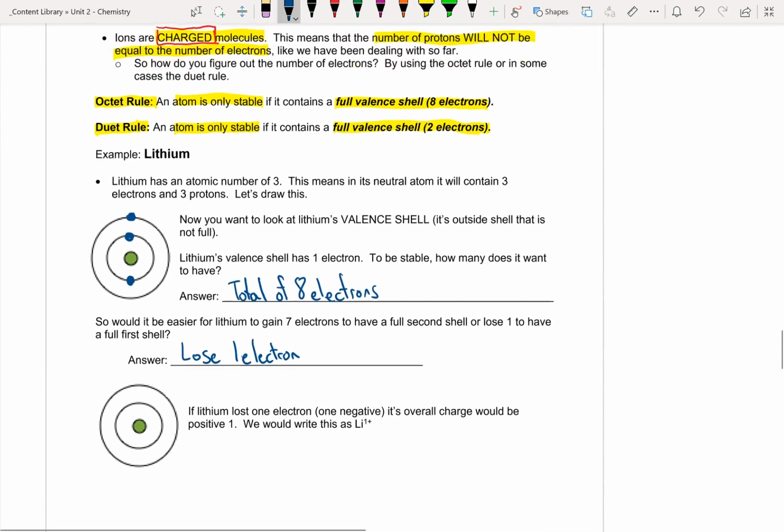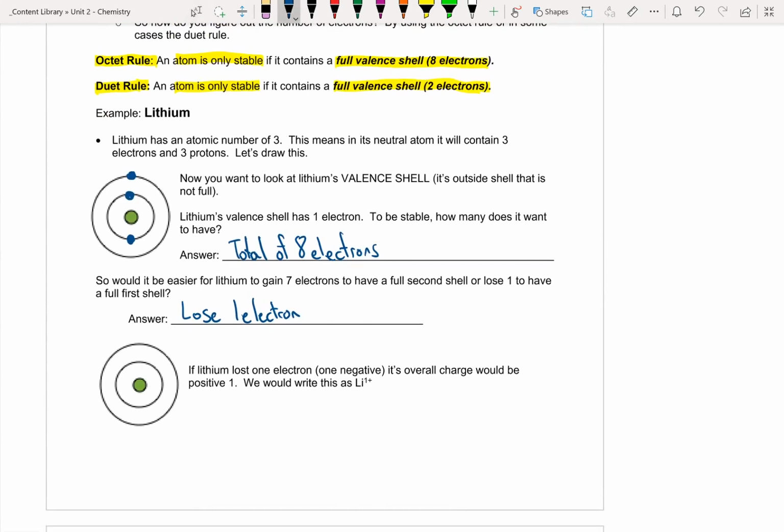So that means if lithium lost 1 electron, it would look something like this. Just the 2 electrons in its first shell, and it would have an overall charge of +1. So that means we would write it as lithium +1, or Li with just a positive. So that would be our lithium ion.